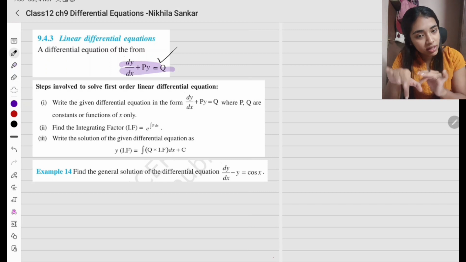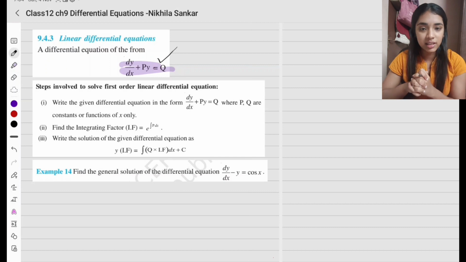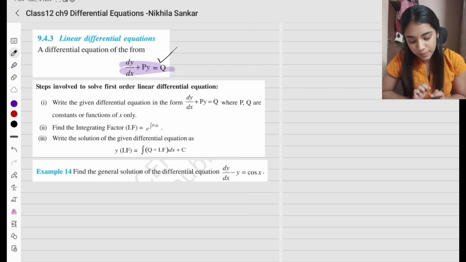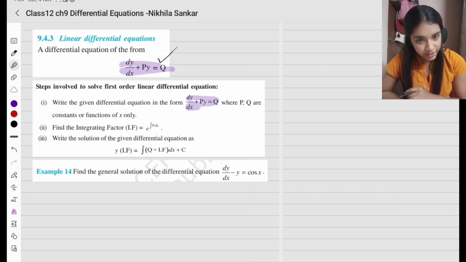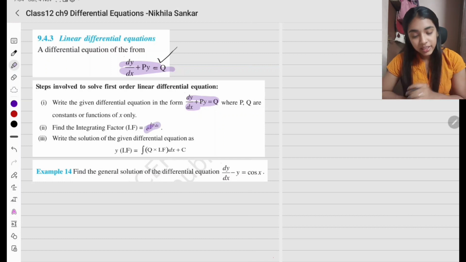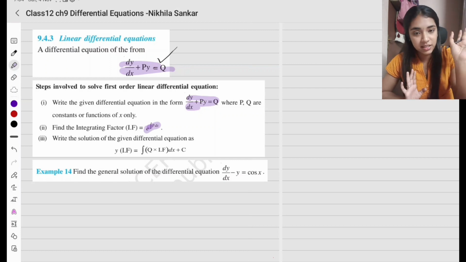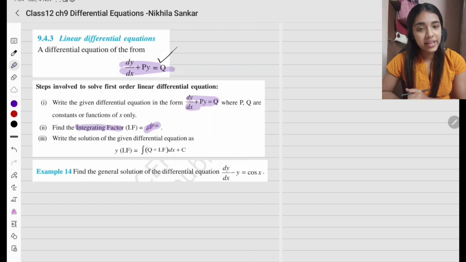If it is not given in this form, we are going to convert it into this form. In this method you have to remember 3 steps. What are the steps? First, write the given differential equation in the form dy by dx plus py equals q, where p and q are constants. Then second step, you take the constant p and integrate it by raising it to the exponent e to the power integral of p dx. This is called the integrating factor. So second step is to find the integrating factor.